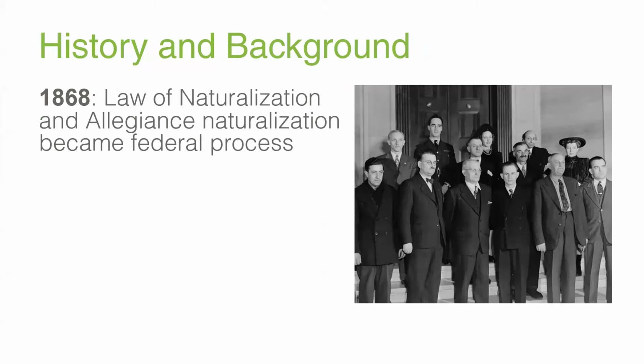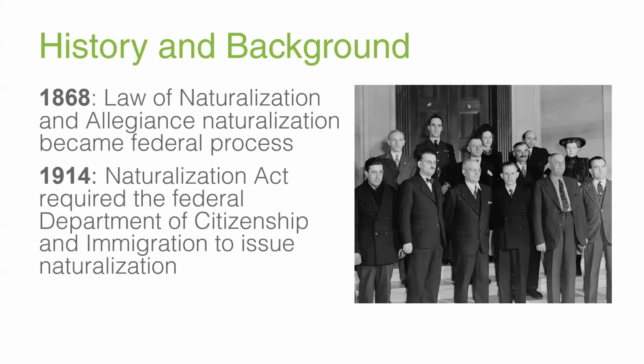Then in 1868, the law of naturalization allegiance became federal. Before this point, we didn't have Canada as an actual country, so there was no federal process towards naturalization. So starting in 1868, they started finally making a process for it and getting it away from the provincial control. In 1914, the Naturalization Act then started to require a federal department to issue naturalizations.